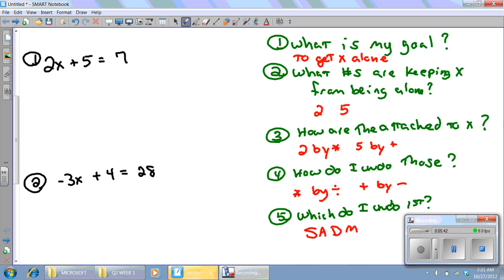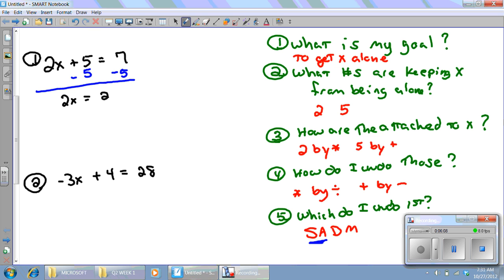All right, so let's go to problem number one. I've got the 2 and the 5. The 2 is attached by multiplication. The 5 is attached by addition. I need to undo the addition first because Saddam told me so. So to undo addition, I'm going to subtract. I'm going to subtract this amount, 5. But if I do it to one side, I've got to do it to the other. And my new equation turns into 2x equals 2.